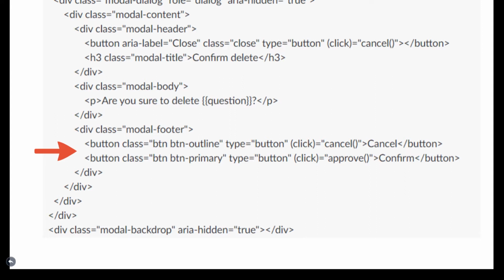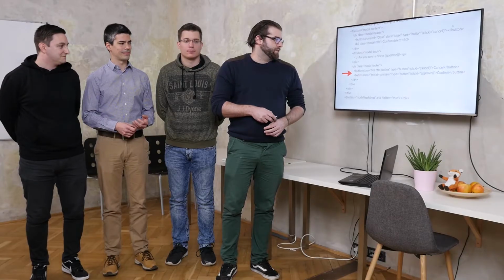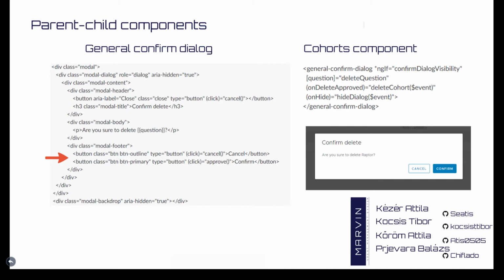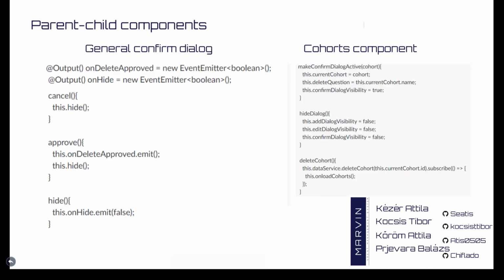In this HTML code you can see there is a question, which we set beforehand, about which part of the component we want to delete, and there are two buttons, a cancel and an approve, whose methods are called later. In the cohort component code where we write the template, there are onDelete and onHide methods from the general confirm dialog TypeScript file, and there are deleteCohort and hideDialog methods in the cohort component.